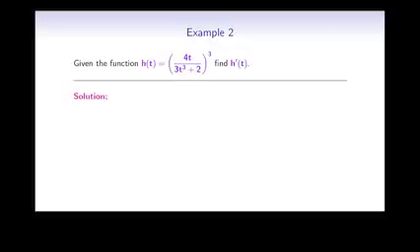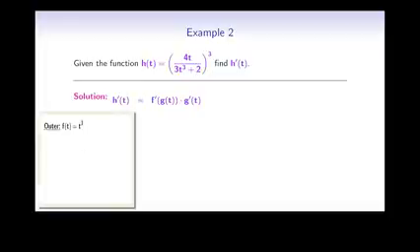Here's the second example. Given the function h of t is (4t divided by 3t cubed plus 2) all to the third power, find h prime of t. Here's the solution. Recall that the chain rule tells us that the derivative of h of t is the derivative of the outermost function evaluated at the inner function times the derivative of the inner function. In this case, the outermost function is t cubed, and the inner function is 4t divided by 3t cubed plus 2. To find the derivative of the innermost function, we'll need to use the quotient rule.